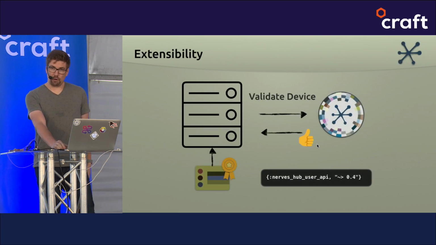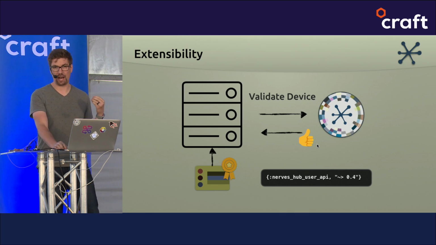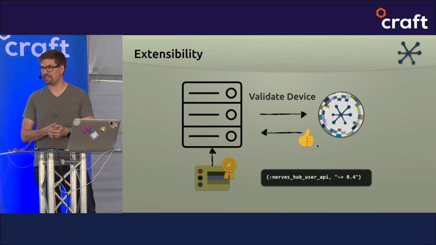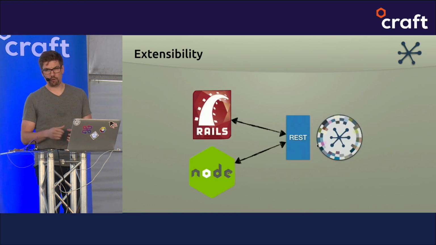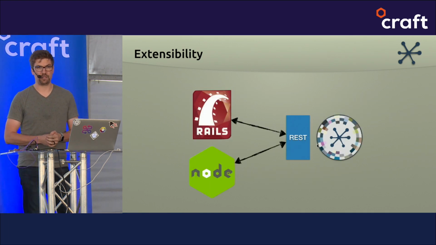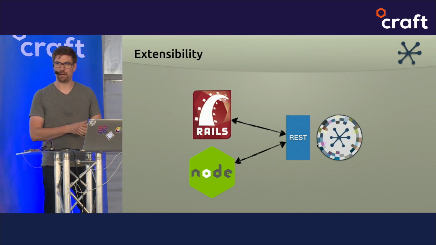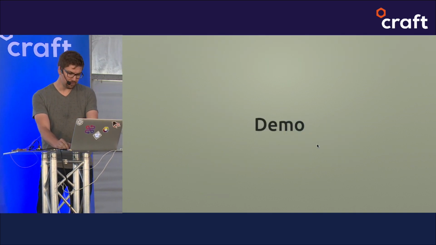NervesHub is also extensible in that we can allow you to validate your device's authenticity through your own backend. So in this case, if we spin up our own web server using Phoenix, we can allow our device to connect to our web server, and we can query NervesHub to make sure that device is valid. There's also a full REST API available in case you have other backends like Rails, Node, whatever you might be using. So it'll integrate with your existing services as well.